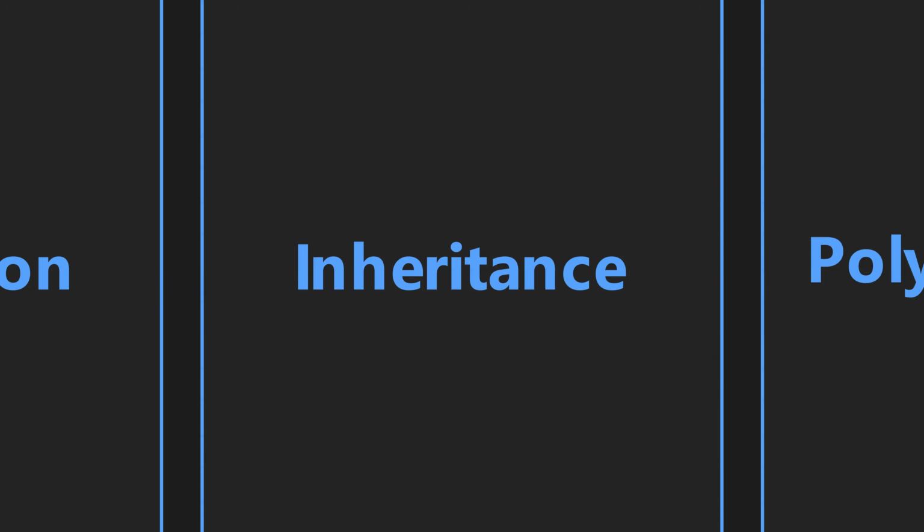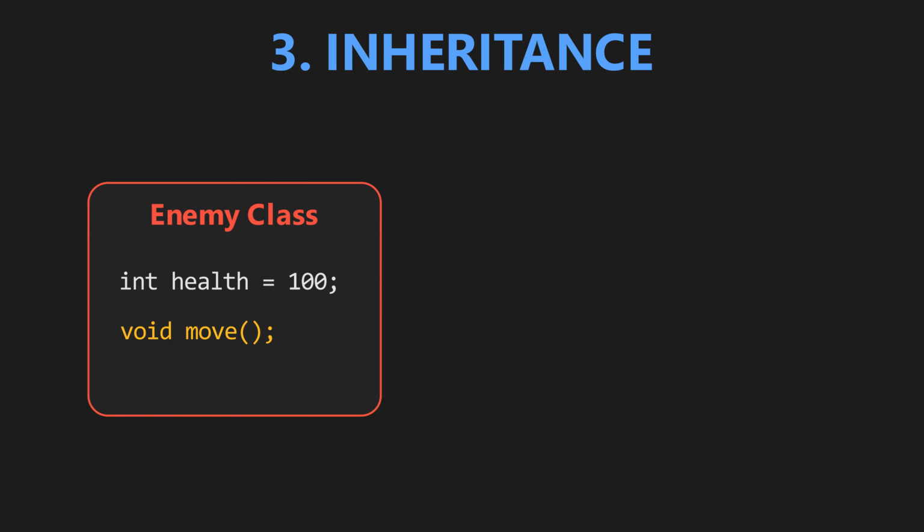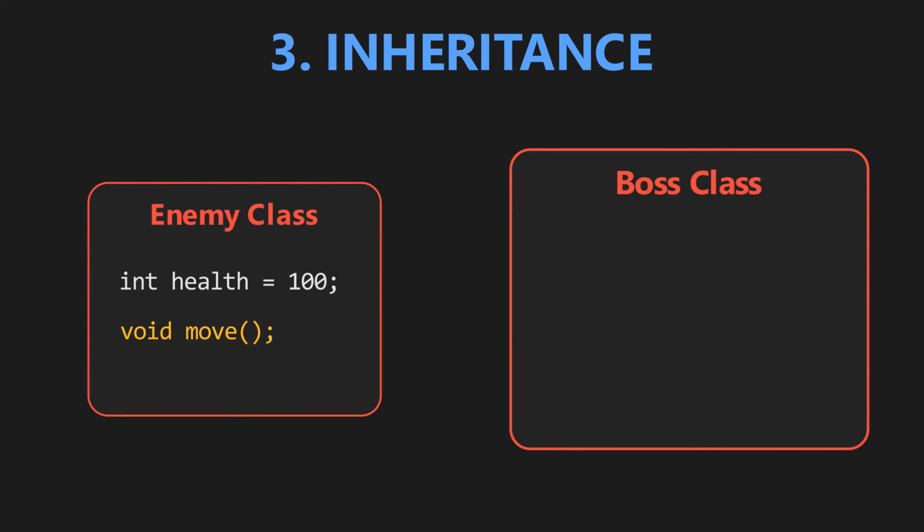Number 3, inheritance. Let's say you want to add a boss enemy. A boss is basically just a normal enemy, but bigger. Instead of writing all the health and movement code from scratch, you tell the boss class to inherit from the enemy class. It copies everything automatically. You just write the new stuff.